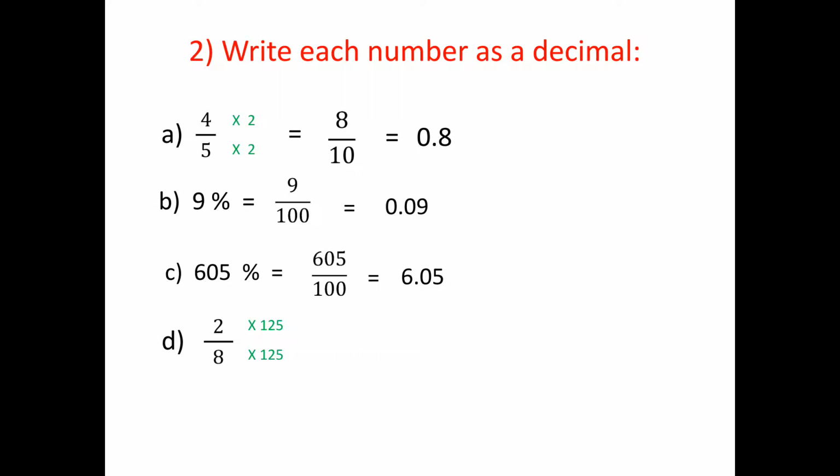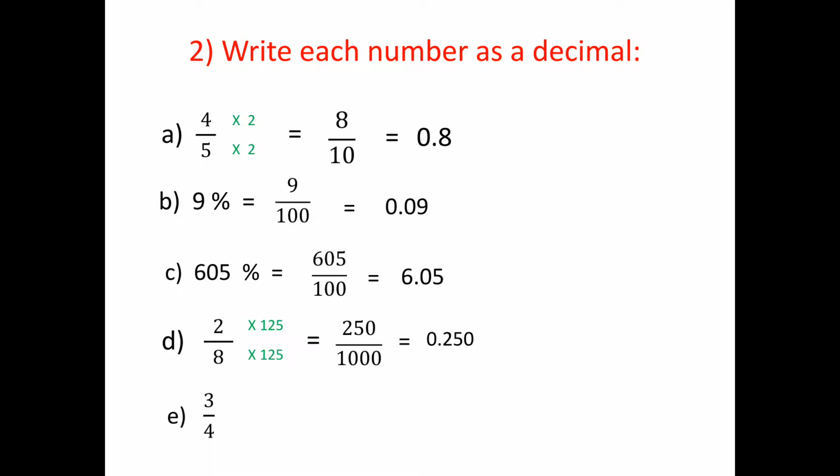2 times 5 is 10, 0 and carry up 1. 2 times 2 is 4, and I have 1, so it will be 5. 2 times 1 is 2, so it's going to give me 250 over 1000. Is this ready to be written as a decimal? Yes. I'm going to put 3 digits inside the decimal, because I have 3 zeros down in the denominator. So the 2 and the 5 and the 0, all of them will be inside the decimal, and I will not have a whole number, and this will be the answer.